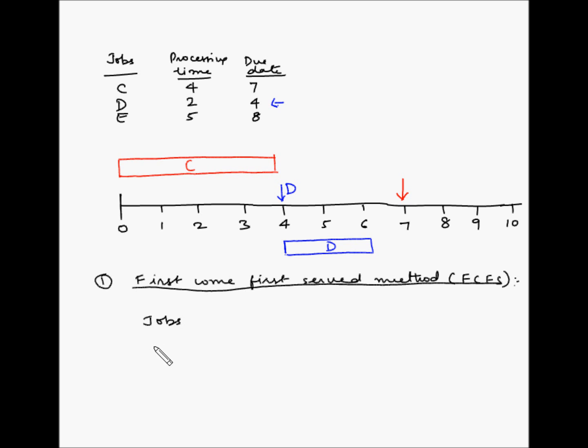So jobs are A, B, C, D, E and F, and the processing times: three days, 7 days, 4 days, 2 days, 5 days and 8 days, and the due date: 9th day, 10th day, 7th day, 4th day, 8th day and 12th day. So now let us add another column for finding out the flow time.